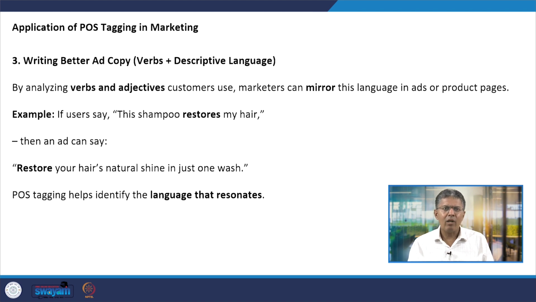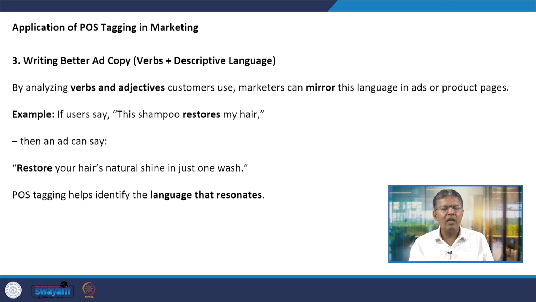Writing better ad copy, for example. By analyzing these words and adjectives customers use, marketers can mirror this language in ads or product pages. What does it mean? Marketers can show this reflection of what people are feeling, thinking and talking about through their ads, the promotional campaigns that they make. So, mirroring means reflecting.